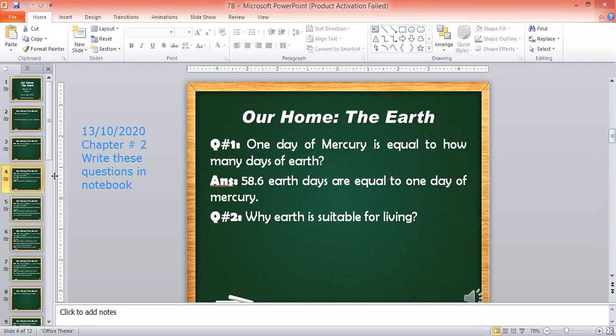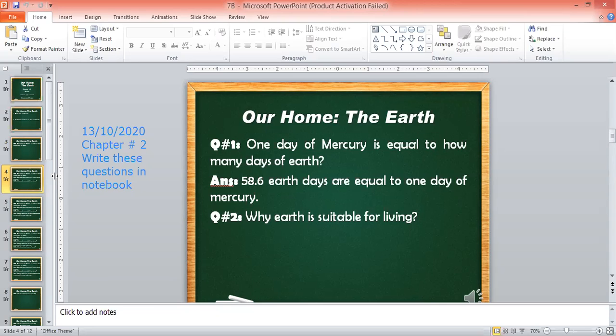Means 58.6 days passed on Earth is equals to one day of Mercury. Means after near about 2 months passed on Earth, then it would be one day on Mercury. So write this answer in the notebook. And those who are done with the answer, they can write the question number 2 in the notebook.